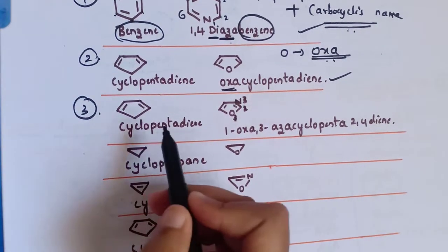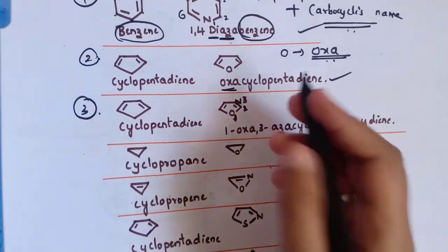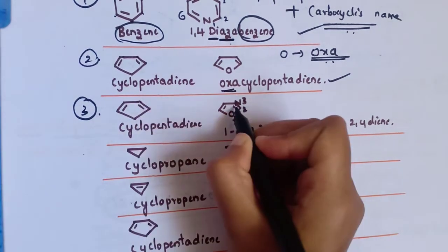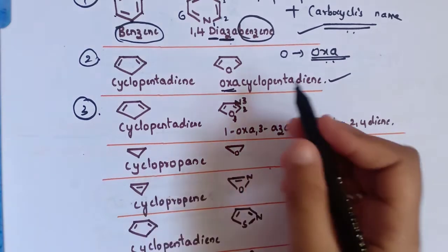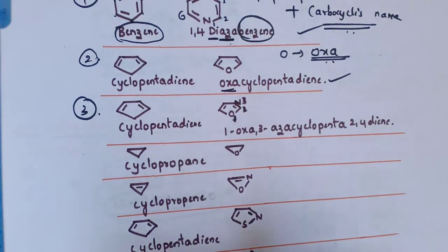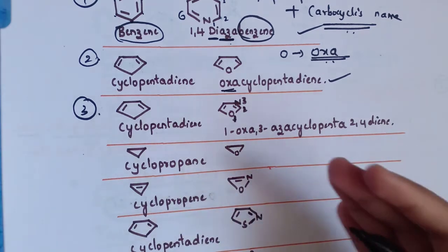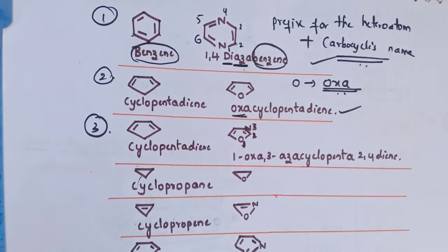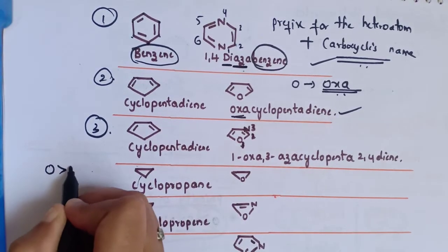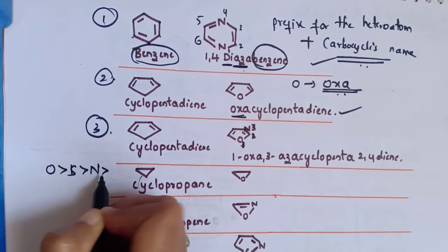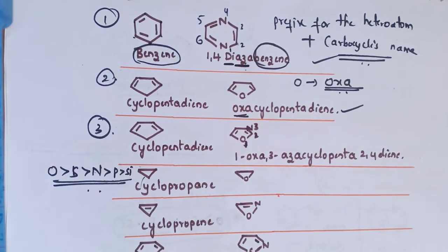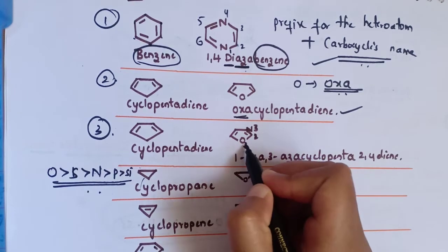Here it is also cyclopentadiene. Here one of the carbons is replaced by oxygen and one of the carbons is replaced by nitrogen. Here I have given the numbering. The numbering is given in the order of priority, which I have already shown you. We already know the priority order: oxygen, sulfur, nitrogen, phosphorus, silicon. Here the oxygen is given the first preference, so it is numbered as 1.